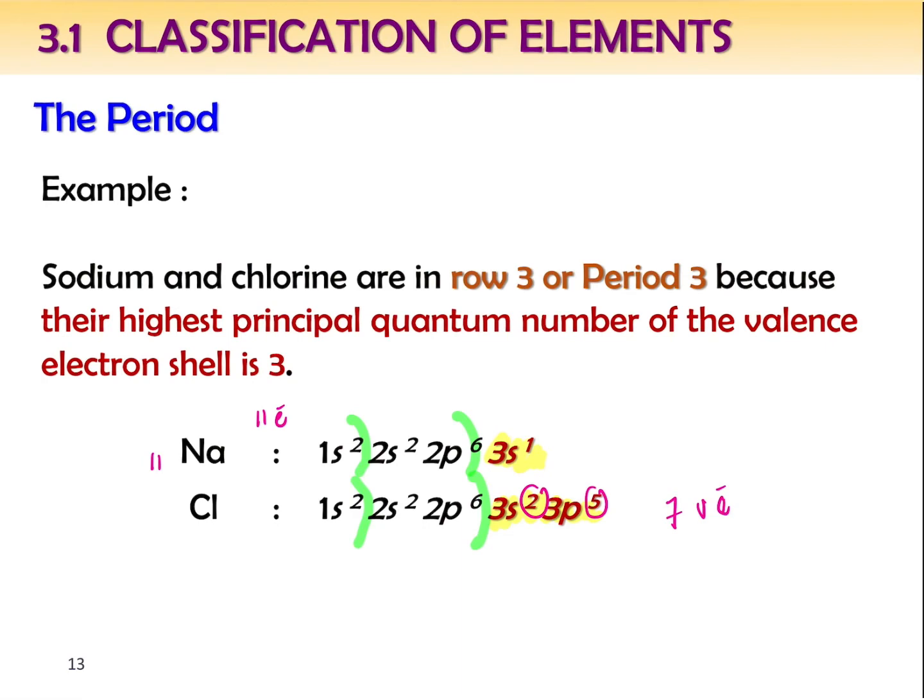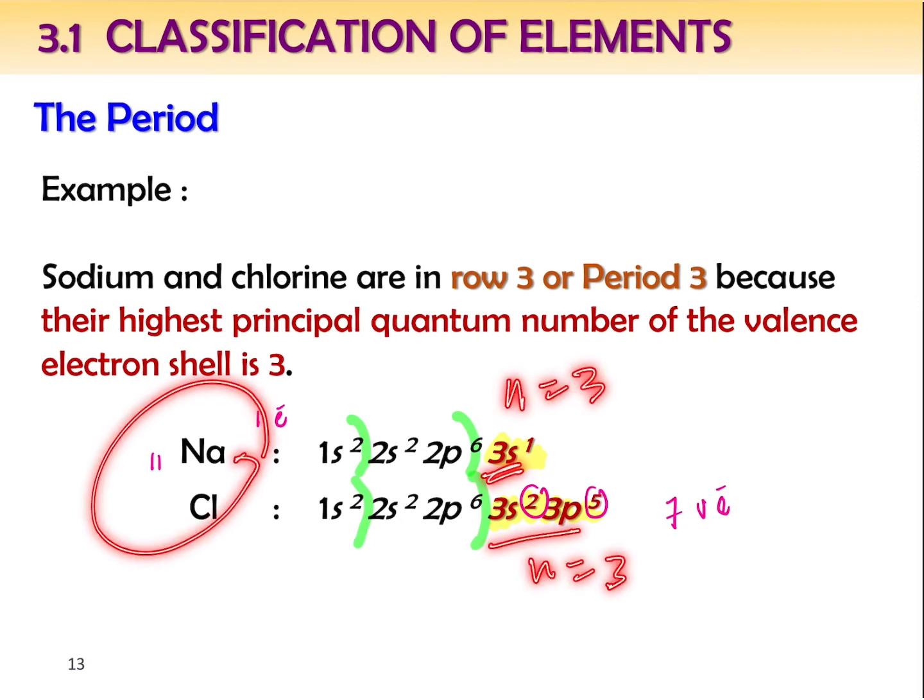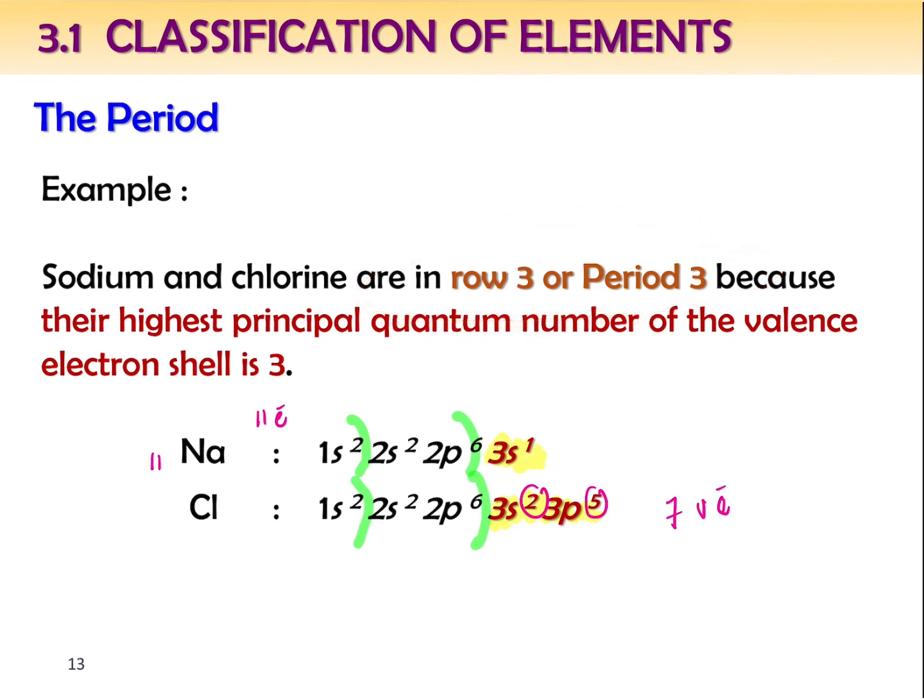Okay, so let's say you have here sodium and chlorine. When you write the electronic configuration for sodium, you get 1s2, 2s2, 2p6, 3s1. For Cl, you get 1s2, 2s2, 2p6, 3s2, 3p5. Okay, so from the electronic configuration, you see here n equals 3. This also n equals 3. It means both of them are in period 3. Okay, only the group may be different, because the value of valence electrons is different.